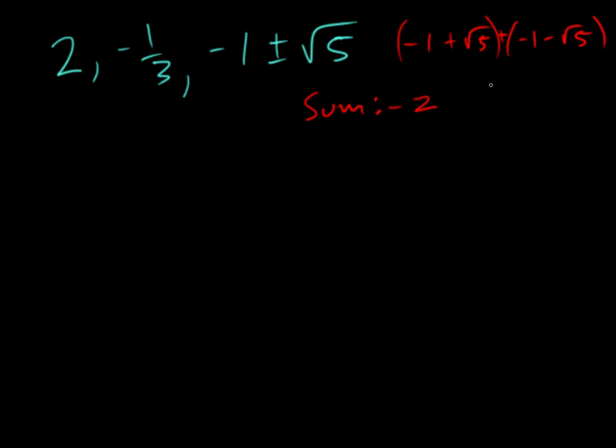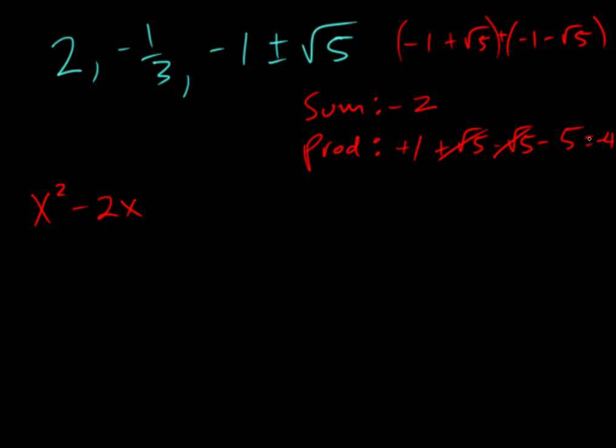And our product is going to be +1 plus √5 minus √5 minus 5. These cancel, and this ends up being -4. Now, remember, we can turn it into a quadratic that's x squared. We take the opposite of the sum, and then we take the product. So that's going to be our first part.